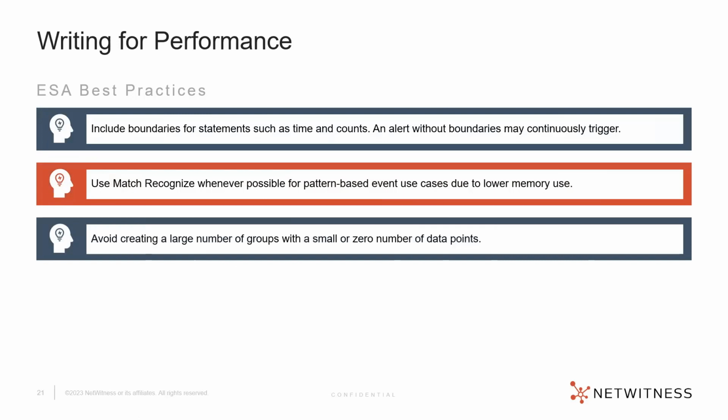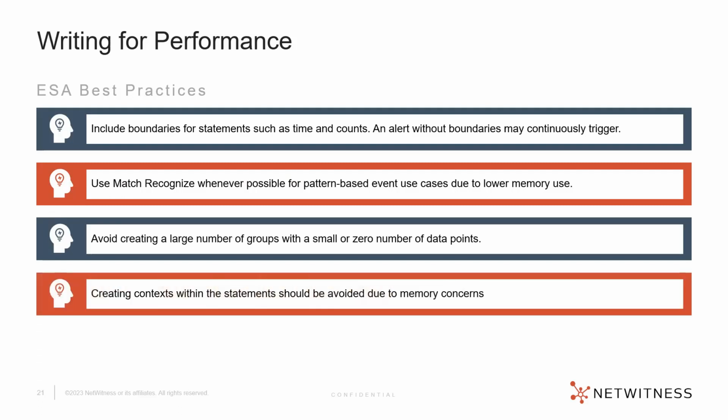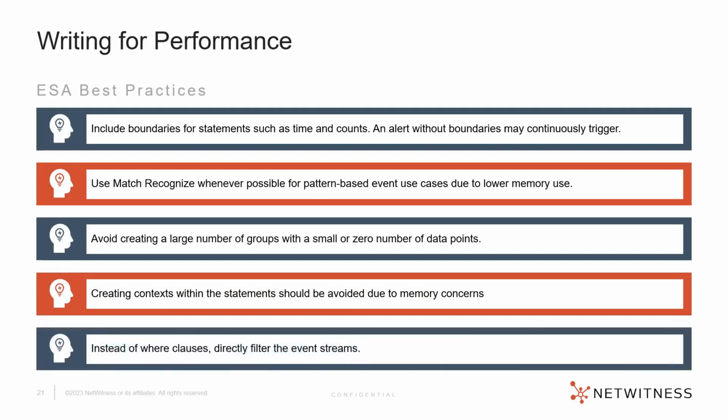And avoid creating a large number of groups with a small or zero number of data points. A highly selective metadata field like event description could create a separate view for the majority of events. And creating contexts within the statements should be avoided due to memory concerns. Instead, use partition by and group when to create separate views for data. And finally, instead of workloads, directly filter the event streams.